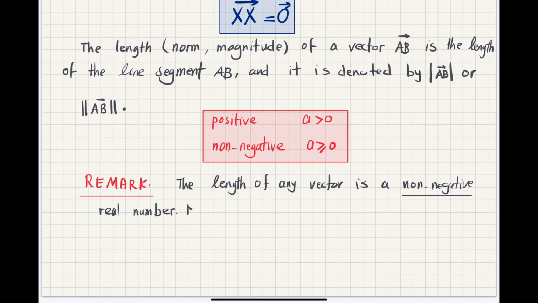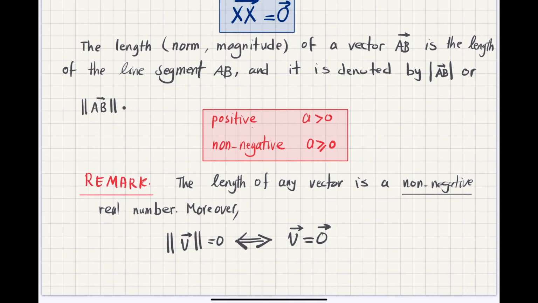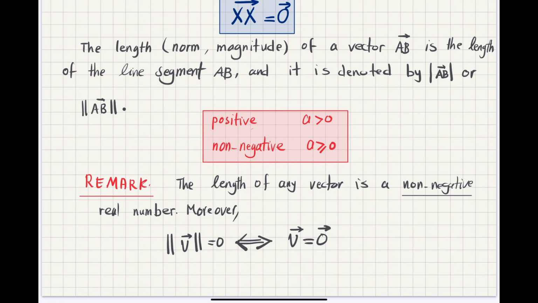Okay, moreover, if someone tells me that they checked the length of this vector and it is number 0, what can I conclude? I can conclude the vector is the 0 vector. And the other way around, if someone asks me what is the length of the 0 vector, I will say that this is 0. That's also good to remember.